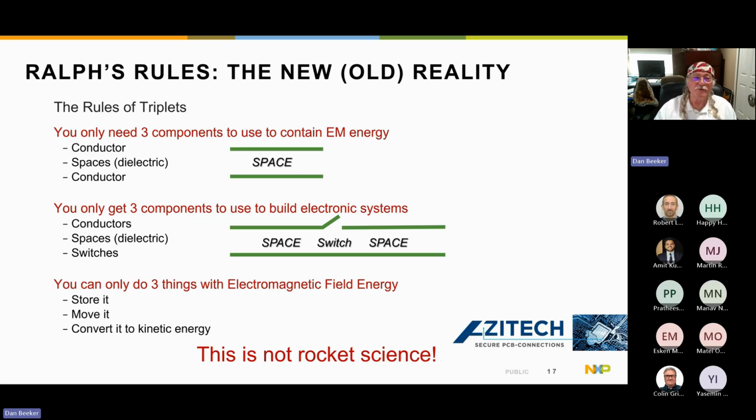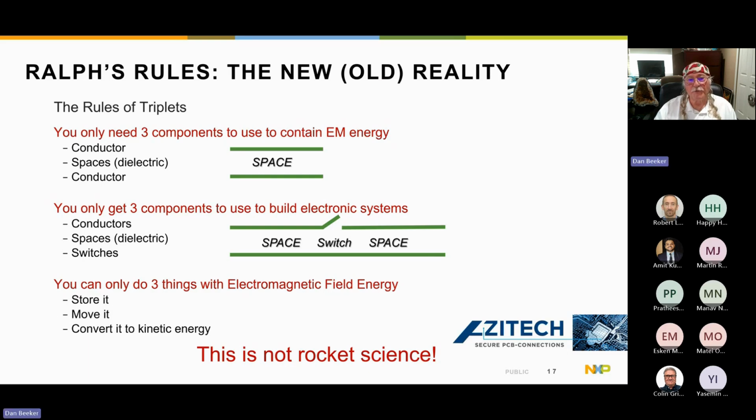And then you can only do three things with field. You can store it, you can move it, or you can convert it to kinetic energy. You can turn a motor. You can vibrate the filament of a light bulb and create light. You can send it out in a radio transmission, but there's nothing else. This is not rocket science. Somehow, some way, the industry has decided to make this a very complicated thing when it's really not.